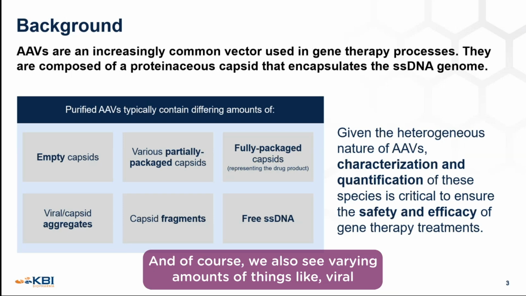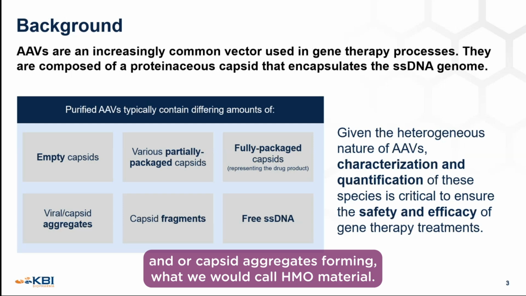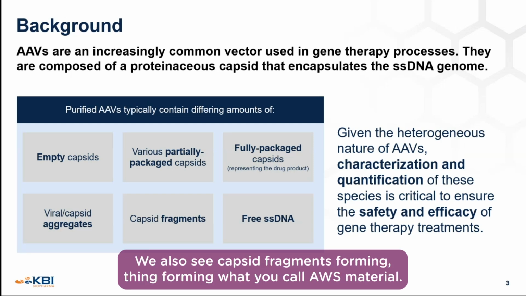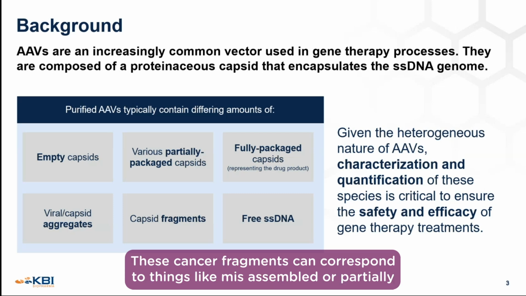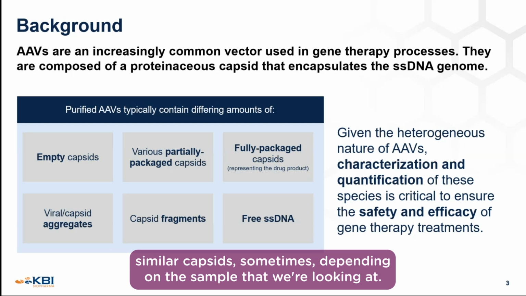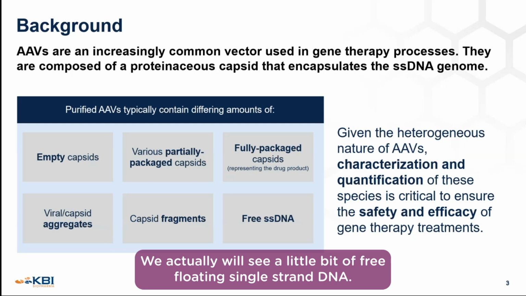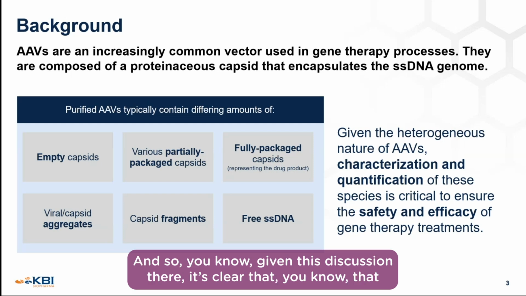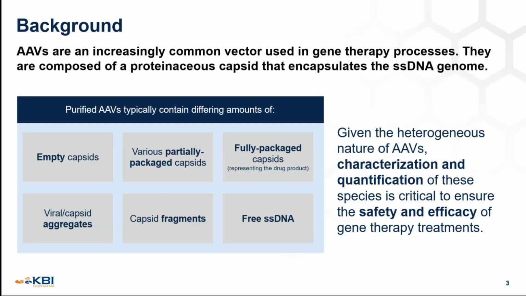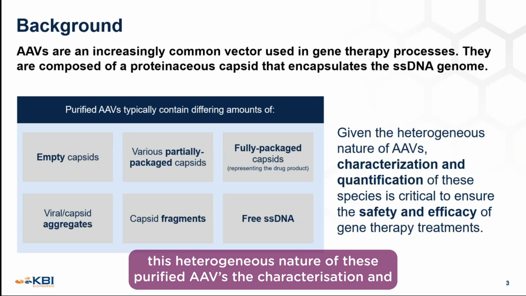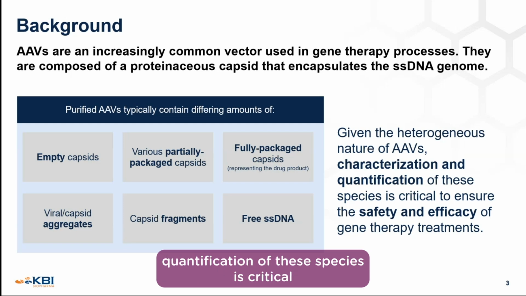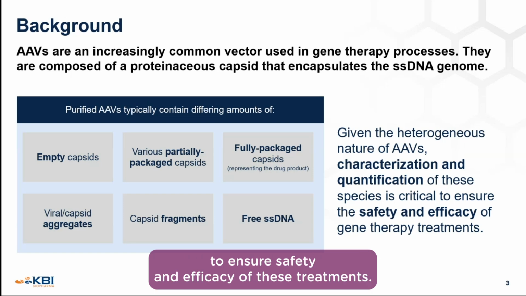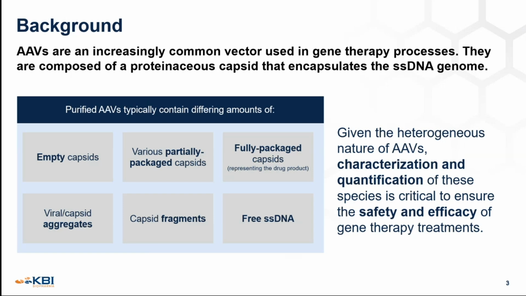And of course, we also see varying amounts of things like viral and/or capsid aggregates, forming what we would call HMWS material. We also see capsid fragments forming what we would call LMWS material. These capsid fragments can correspond to things like misassembled or partially assembled capsids. Sometimes, depending on the sample, we will see a little bit of free-floating single-stranded DNA. Given this heterogeneous nature of purified AAVs, the characterization and quantification of these species is critical to ensure safety and efficacy of these treatments. We have to do a good job.